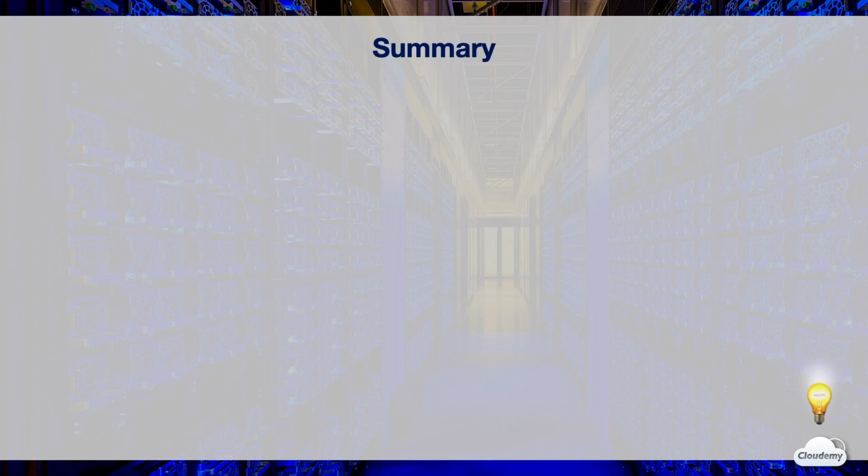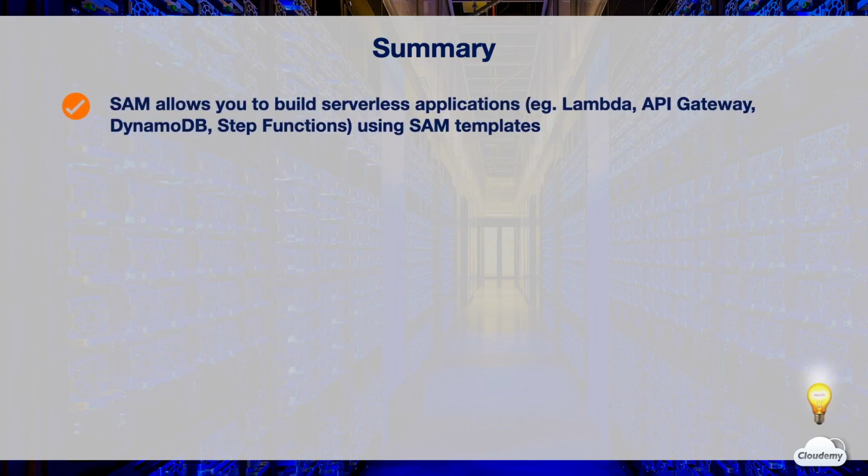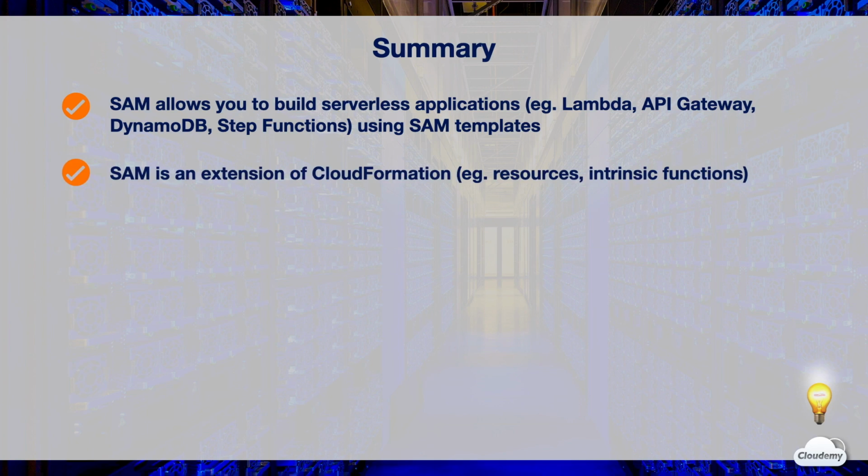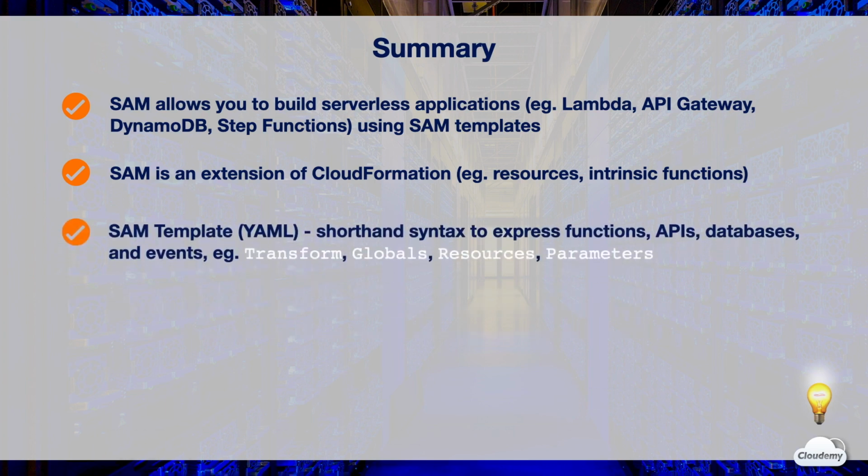In this episode, we've learned AWS Serverless Application Model, AWS SAM. SAM allows you to build serverless applications, including AWS Lambda, API Gateway, DynamoDB, and Step Functions using SAM templates. SAM is an extension of AWS CloudFormation. You can use full functionality of CloudFormation template with SAM. For example, you can define CloudFormation resources, intrinsic functions, and other CloudFormation elements in the SAM template. SAM template provides shorthand syntax to express functions, APIs, databases, and event source mappings in YAML format. SAM transforms the SAM syntax into CloudFormation syntax for deployment.